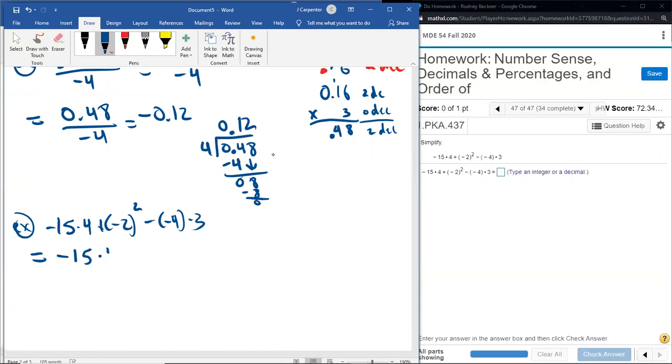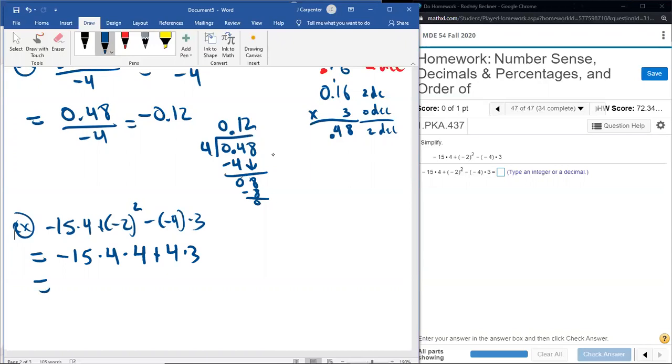So negative 15 times 4, times this 4 right here, was the negative 2 squared. Then I got a minus a negative. Minus a negative, please make that a plus. So that's another 4. A lot of 4s in there, times 3. So our exponents are done. Now we're up to multiplications and divisions. There's 2 multiplications. Do them from left to right.